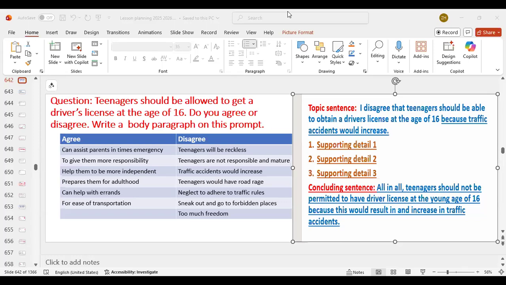Okay, Andre. I disagree that teenagers should be able to obtain a driver's license at the age of 16 because traffic accidents would increase. 16-year-olds lack necessary experience to handle high pressure or emergency situations properly. Statistics show that there are higher rates of speeding and distractions while driving. Among young drivers, there are more fatal crashes compared to older drivers. Finally, 16-year-olds are easily attracted by their phones or friends while driving, which leads to mistakes and faults. So therefore, I disagree with the statement.